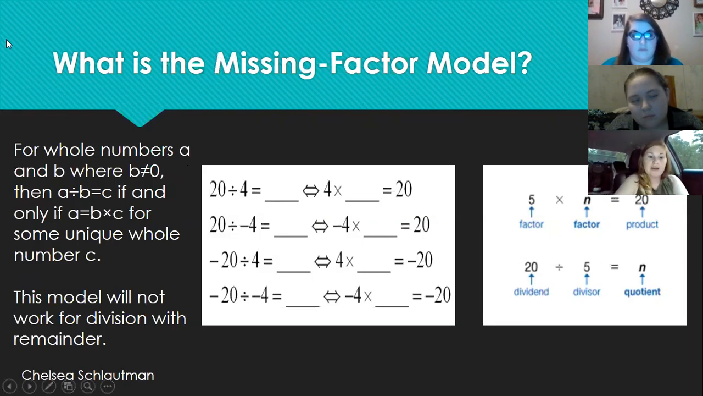The first example I have here is 20 divided by 4 equals 5. It basically shows you that that is the exact same thing as 4 times 5 equals 20, and it gives you multiple examples here. We're going to look at the second example, which gives you a better understanding of the missing factor part. Your factor 5 times your factor n, which is the missing number, will equal your 20. And then it shows you at the bottom that 20 divided by 5 equals n. So it's the same thing there.